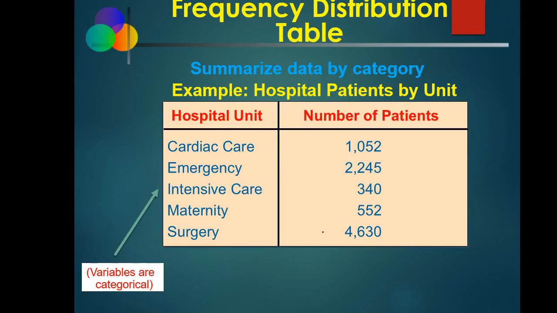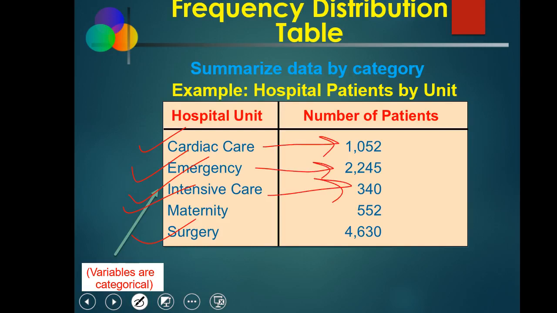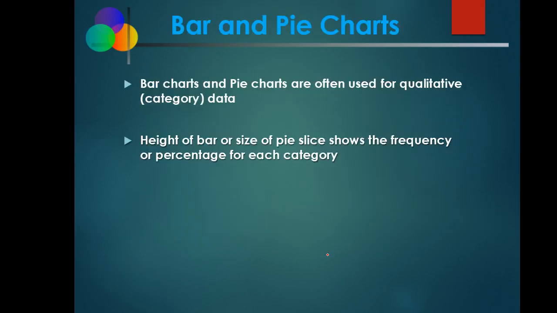If we take an example of hospital patients by unit, we have different units in the hospital: cardiac care, emergency unit, intensive care unit, maternity unit, and surgery unit. We obtain the data from that hospital, and we see that we have 1052 patients in cardiac care, and then emergency, intensive care, maternity, and surgery. The best way is to represent that in the form of a frequency distribution table. So we have the number of patients and the categories for hospital units. Here the variables are categorical.